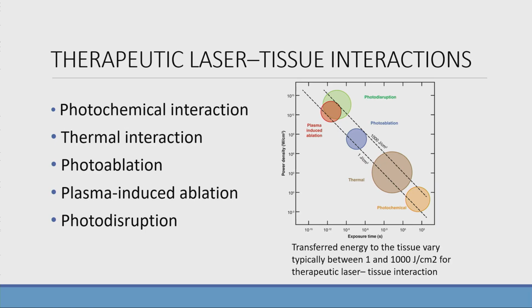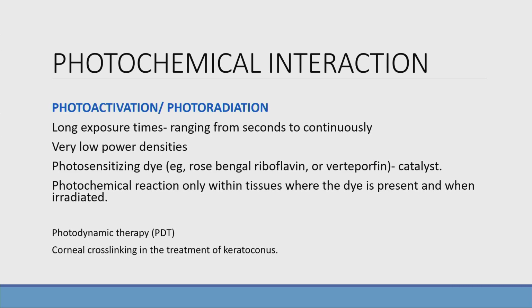Coming to laser therapeutic tissue interaction, they are of various types: photochemical, thermal, photoablation, plasma-induced ablation, and photodisruption. We will go into each of them. For all these tissue interactions, the energy transferred to the tissue is between 1 and 1000 joules per centimeter square. First is photochemical interaction. Here we use a catalyst, usually a dye like riboflavin or verteporfin. It reaches the tissue.